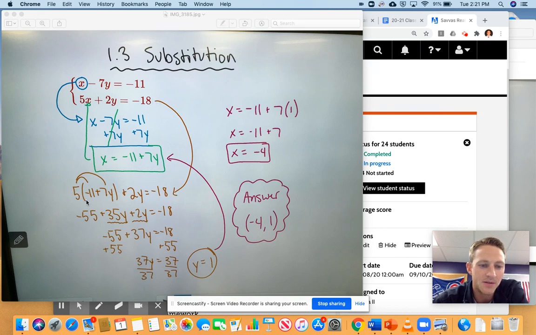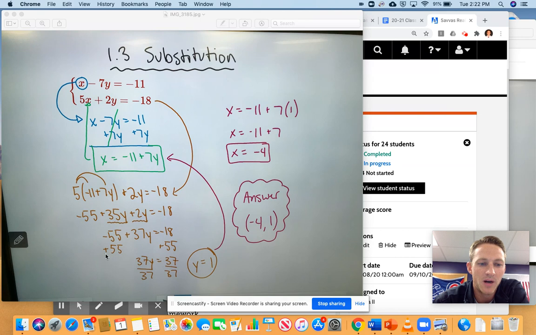We have parentheses, we have a number outside, there's an imaginary multiplication. We are distributing in, so now we have negative 55 plus 35y plus 2y equals negative 18. Now we're just going to combine our like terms. Notice we only have one variable. We only have y's left here, so we're going to combine our like terms. Negative 55 plus 37y equals negative 18.